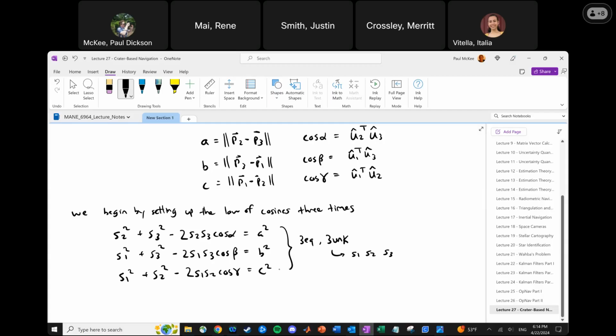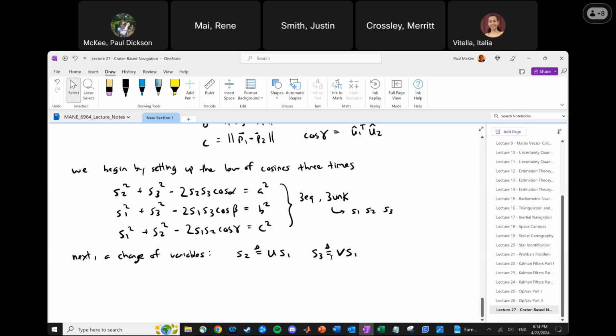So the next technique is going to be a change of variables. So we're going to say that S2 is defined to be S1 scaled by some unknown U, and S3 is defined to be S1 scaled by some unknown V. So there is no S2 anymore. There is no S3 anymore. It's just S1, U, and V. Okay. So how does that make things simpler?